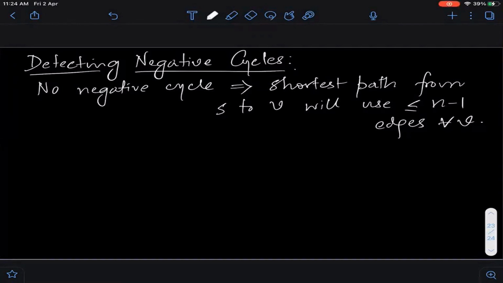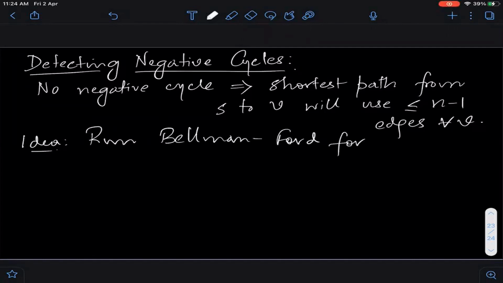Okay, so I have already got one suggestion, which is that why don't I just run the loop just one more time? Okay, so what Shivam is suggesting, अभी तक मेरा loop जो है वो n-1 iterations तक चल रहा था. Why don't I just compute one more column of my DP table? Okay, so here is the idea. So the idea is to run Bellman-Ford for one extra iteration.